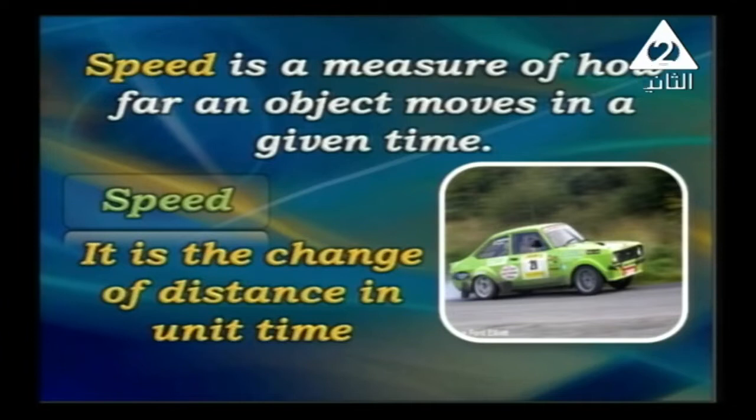The distance is the actual path of the body, like this car. It moves from a starting point to the end point, from our home to the school, or from school to any building in the street. So it covers a distance. The distance in unit time means it covers a distance in 1 second, 1 hour, 1 week, 1 minute, for example. So, once more, speed is the change of distance in unit time.